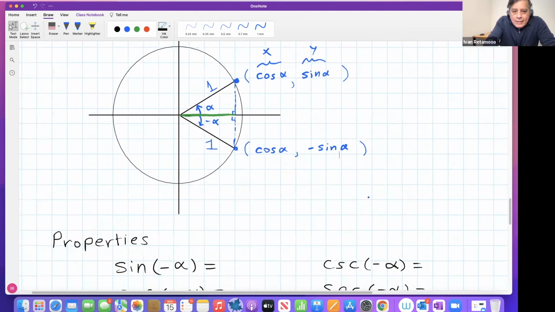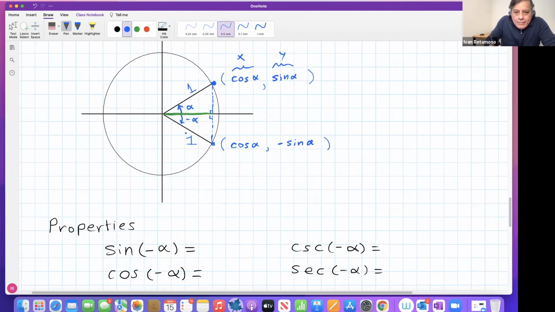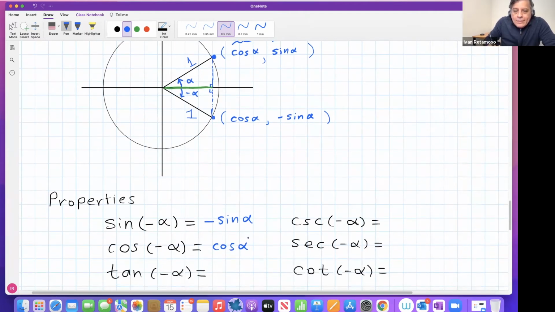For example, I can say that sine of negative alpha is equal to negative sine of alpha. You follow that? Cosine of negative alpha, since both angles share this, the first coordinate is the same as cosine of alpha. Cosine of alpha is the same as cosine of negative alpha. And tangent, since it's sine over cosine, will be minus tangent of alpha.